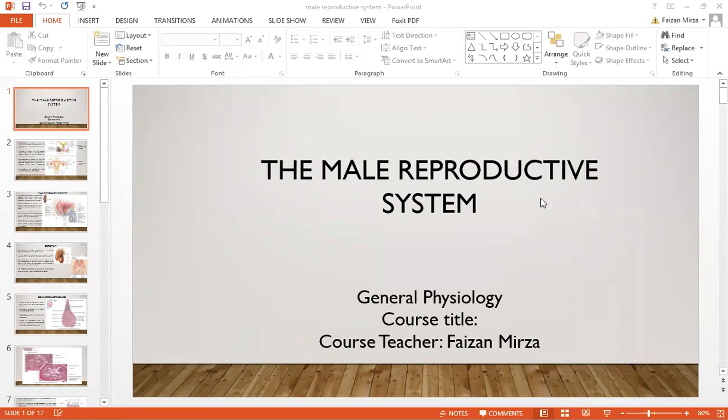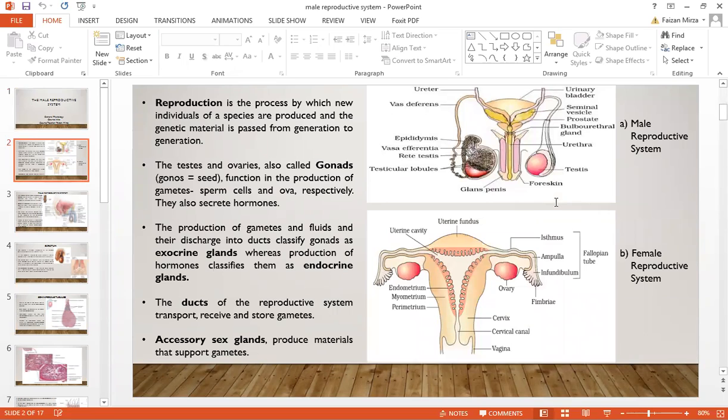We are discussing the male reproductive system in this lecture. The male reproductive system involves a series of glands, a series of tubules, and a series of external genitals as well. The term reproduction means how new offspring can be produced and how the genetic material can be passed on from one generation to the next.